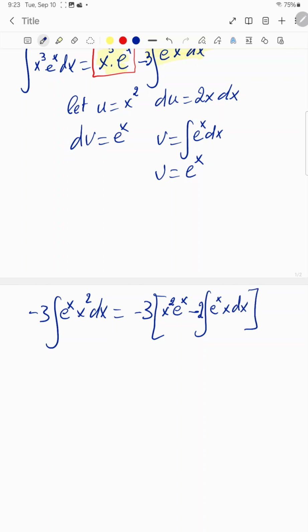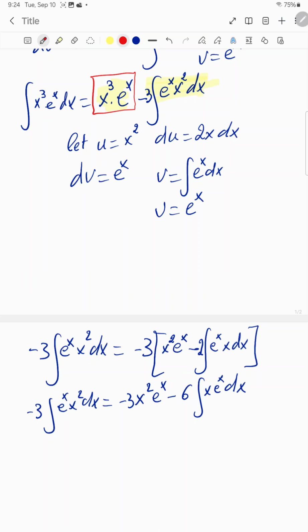So always when you see e to the power of x, take it as dv, because the derivative of e to the power of whatever is e to the power of that whatever. So minus 3 integral of e^x x squared dx is equal to minus 3 x squared e^x minus 6 integral of x e^x dx.